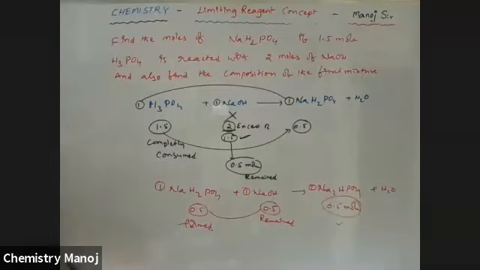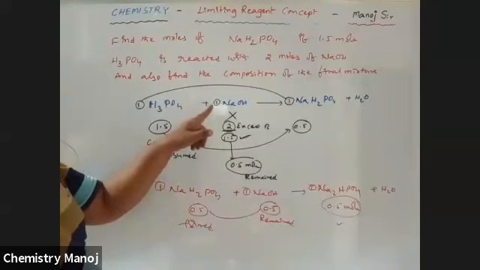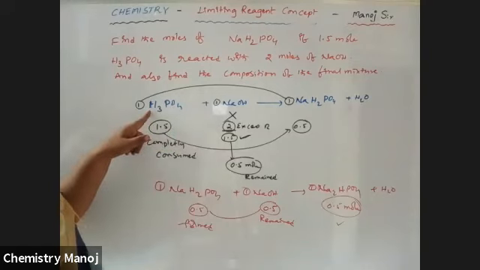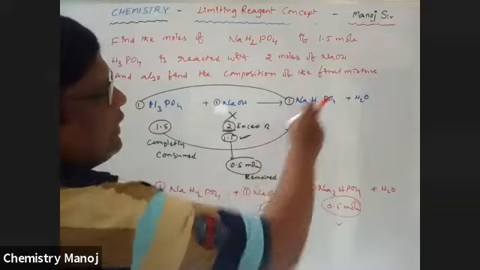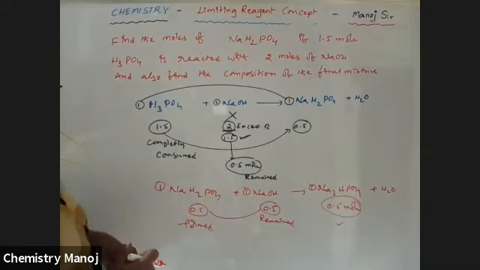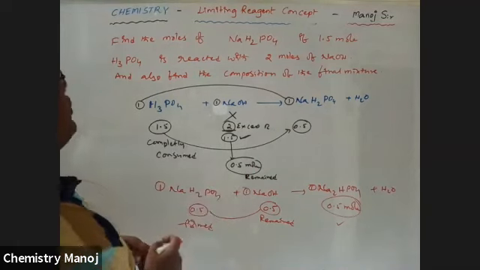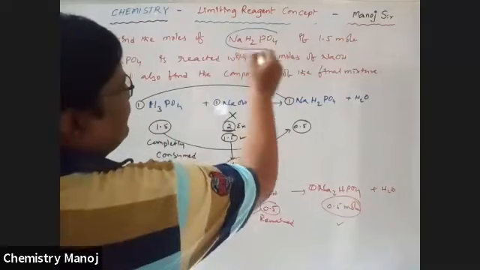First of all, as per this problem, this is the equation. According to this equation, 1 mole H3PO4 reacts with 1 mole NaOH. That gives 1 mole NaH2PO4. So first the question is, how many moles of NaH2PO4 is formed?